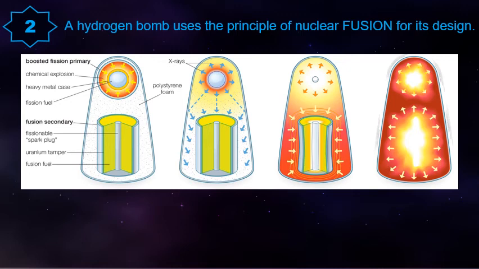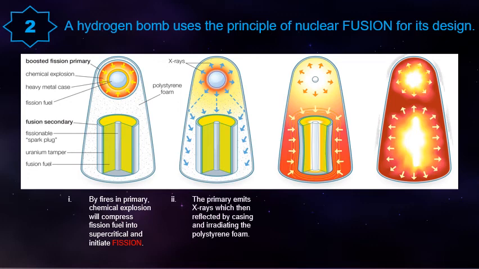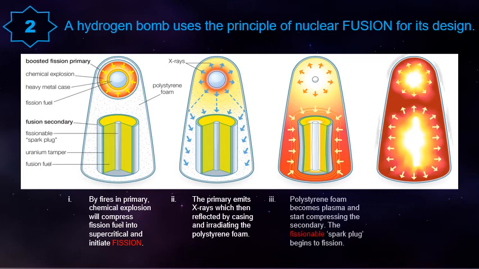So, in the first phase, firing the primary, a chemical explosion will compress fission fuel into supercritical and initiate fission. Second phase, the primary emits X-rays which are then reflected by the casing and irradiate the polystyrene foam. Third phase, the polystyrene foam becomes plasma and starts compressing the secondary. The fissionable spark plug begins to fission. And at the fourth phase, the secondary part is compressed and heated. Then the fusion fuel ignites.